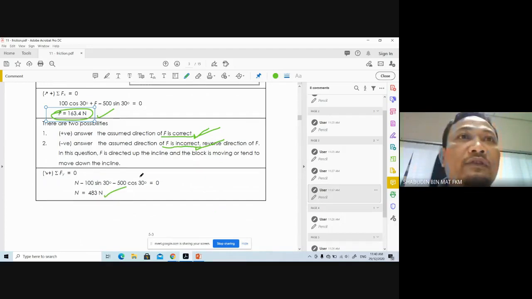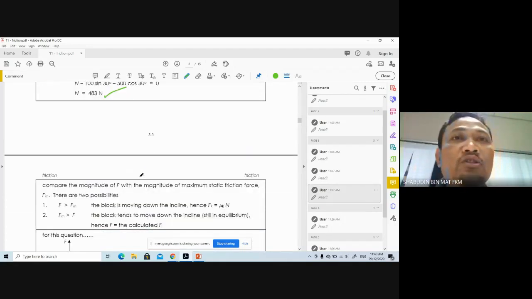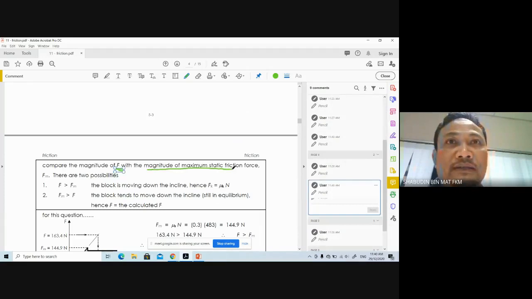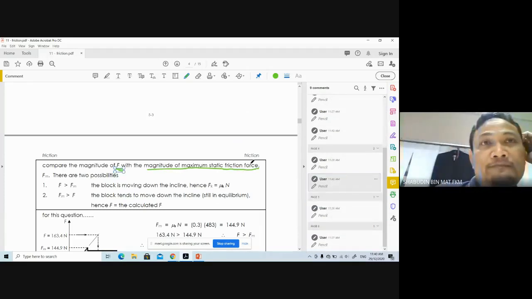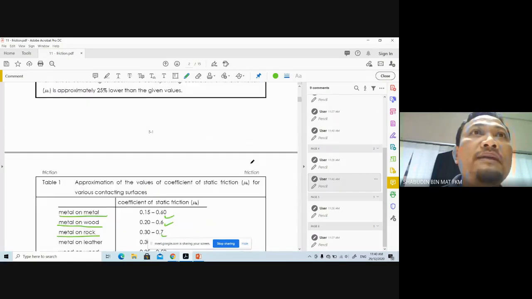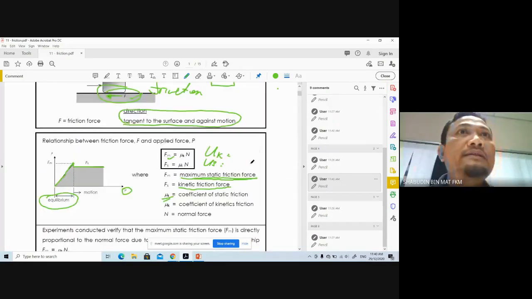Then you get N, N is 483. So there are two possibilities. Compare the force F with the magnitude of the maximum static force. In order for you to check whether the object is in motion or not, it is at this point, where the static force is going to be a maximum, is here. This is your checking point.